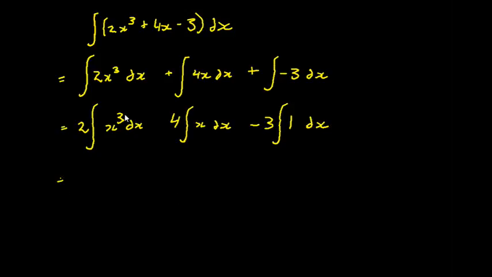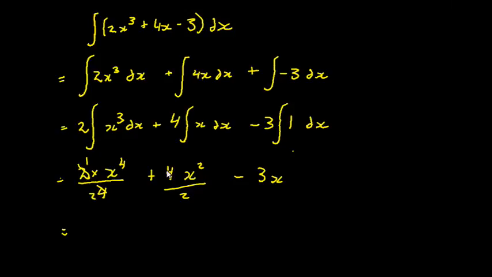And to do that, quite simply, 2 times x to the 4, and that's going to be divided by 4. I've got plus 4, now add 1 to the power, divide by 2, take 3. Now that 1 just becomes x, divide by 1 doesn't do much. And then just tidy up. So I get x to the 4 over 2, 2x squared, take 3x, and we need to add that c. So that's the first example.